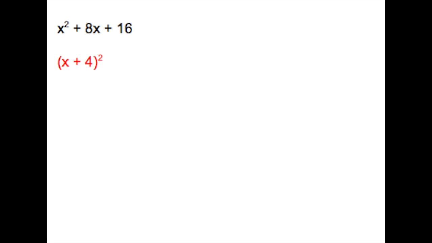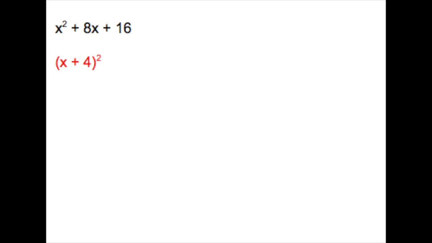Now that we have completed the square, this trinomial is a perfect square trinomial. This is the case because something multiplied by itself will result in x squared plus 8x plus 16. This happens to be x plus 4. So x plus 4 squared, or x plus 4 times x plus 4, equals our original quadratic expression. The plus 4 portion of our factor comes from whatever half of the b value was.